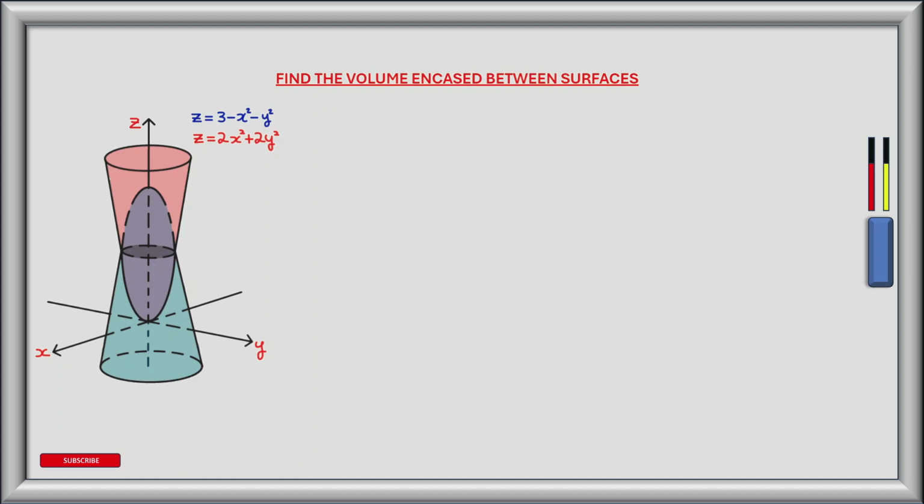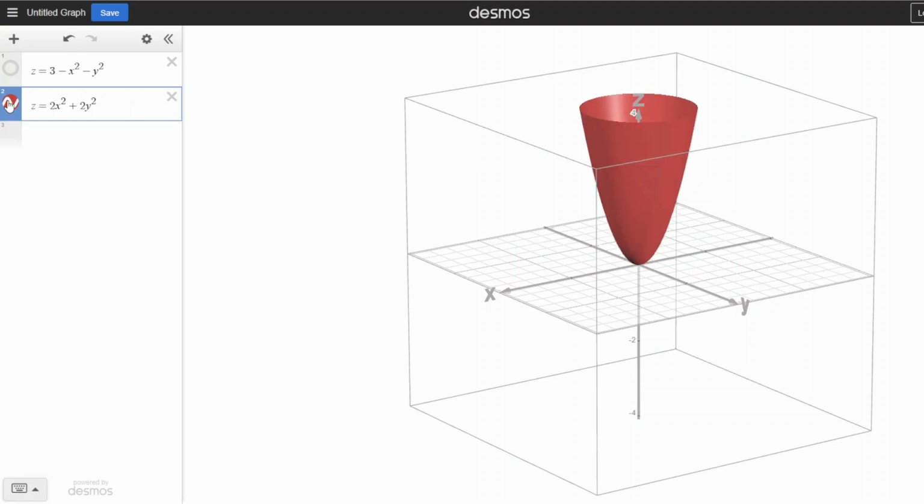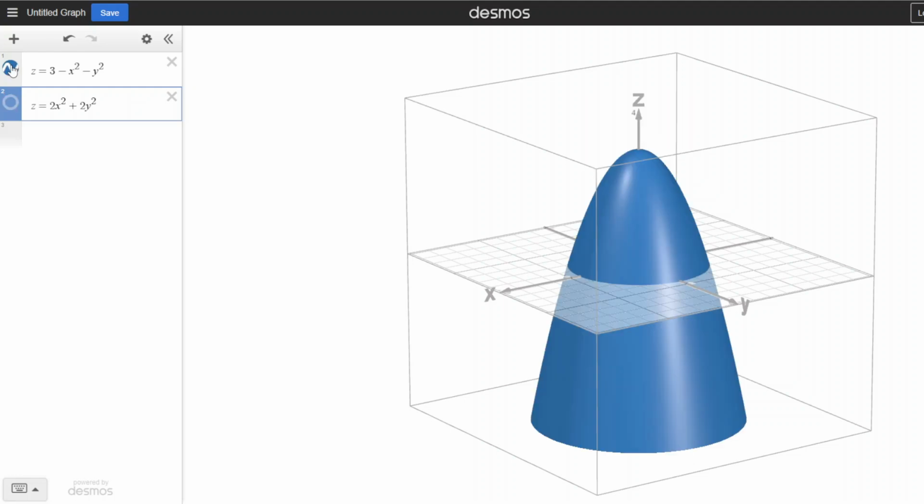Let's quickly take a look at the surfaces in 3 dimensions. So let's first see the red surface in isolation. And now the blue surface in isolation. And now let's take a look at what happens when we put them both together.